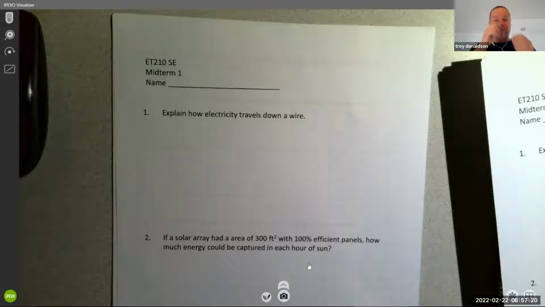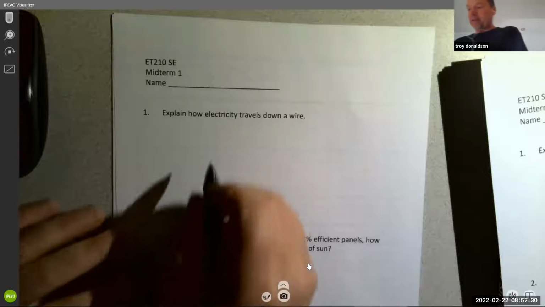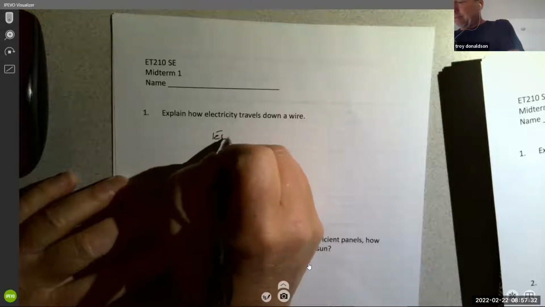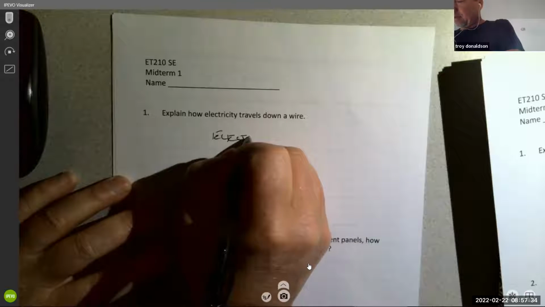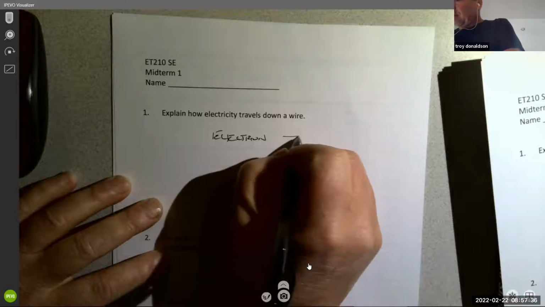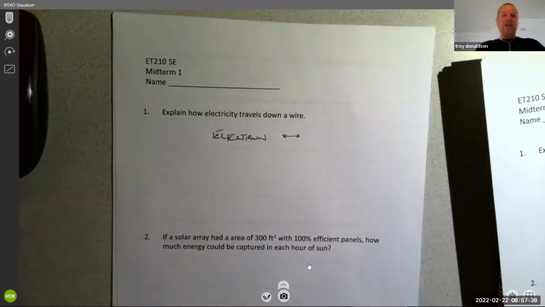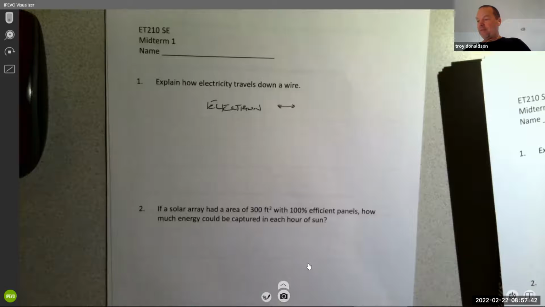One electron bumps into the next one, bumps into the next one, and that is happening so fast that it travels quite fast. So the answer involves electrons vibrating back and forth, making it travel down the wire. Okay. All right, the next one.